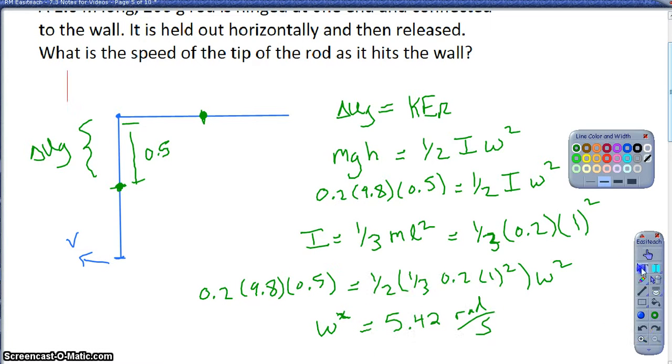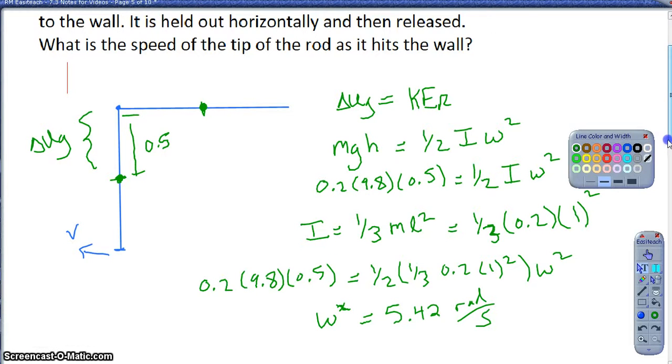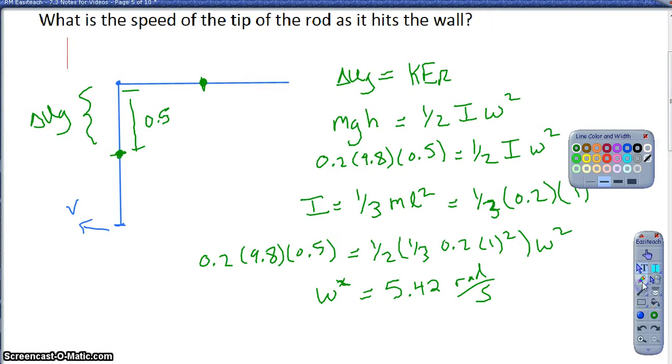I do have to be careful there though, because that's the final angular velocity. Okay, so I guess that's not actually my final answer yet, right? That is my final angular velocity, but then it did ask me for how fast is the tip of the rod moving, right, as it hits the wall.